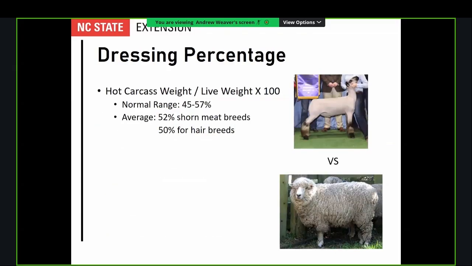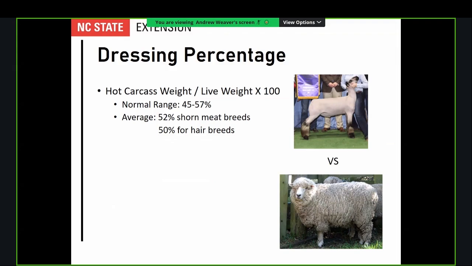So dressing percentage is one of the first metrics that we typically look at when evaluating carcass yield relative to live weight. We calculate dressing percentage as simply the hot carcass weight relative to the live weight, multiplied by 100 to get it to a percentage. Normal range is about 45 to 57%.